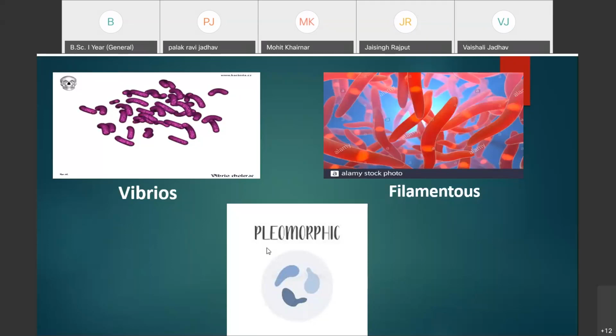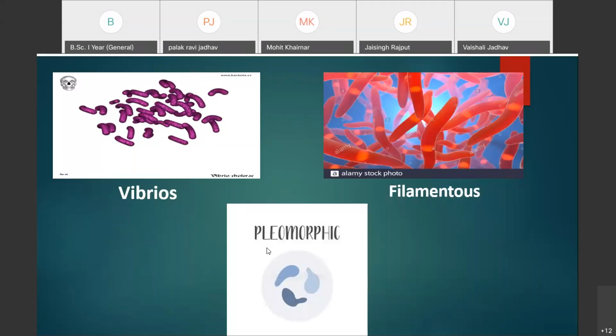And a single bacterium can occur in more than one shape in its life cycle. The example of the pleomorphic bacteria is the acetobacter. That is all about the classification of bacteria depending upon their shape. The question may be asked as a short note: classification of bacteria depending upon their shape.